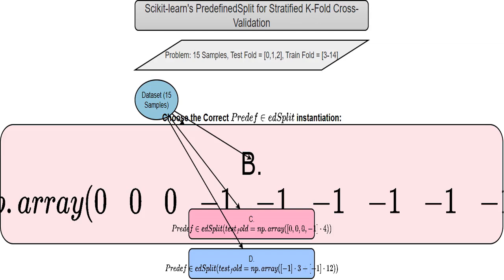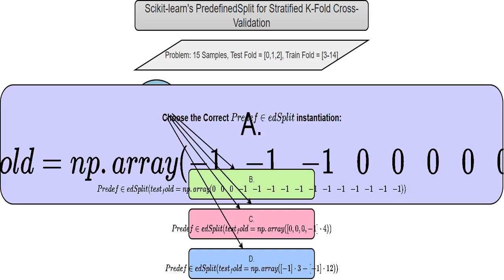This option shows one way to set up the PredefinedSplit. I'm using a NumPy array, np.array, where each number represents a sample. The number 0 means that sample belongs to the test set, fold 0. -1 means the sample is in the training set. I can see that this code accurately reflects the split I described earlier. Samples 0, 1, and 2 are assigned to the test set, fold 0, and the rest are in the training set, -1. This is the correct way to set this up.